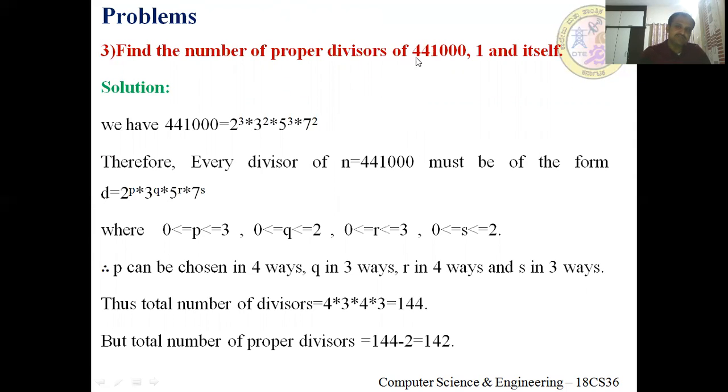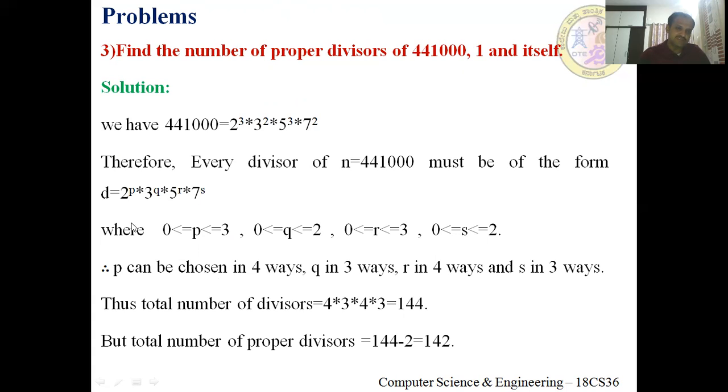Let us simplify this number by using the prime factorization method. Then you are going to get 2 to the power of 3 into 3 square into 5 cube into 7 square. Therefore, every divisor of 44,01,000 must be of the form 2 to the power of p, 3 to the power of q, 5 to the power of r into 7 to the power of s. That means P can assume the value from 0 to 3. Similarly, Q can assume the value from 0 to 2. Then R ranges between 0 to 3, and similarly S ranges between 0 to 2.